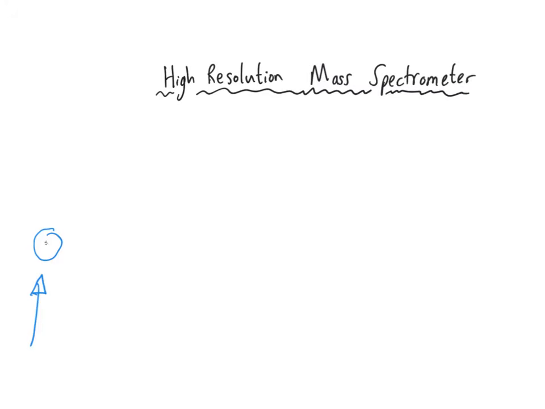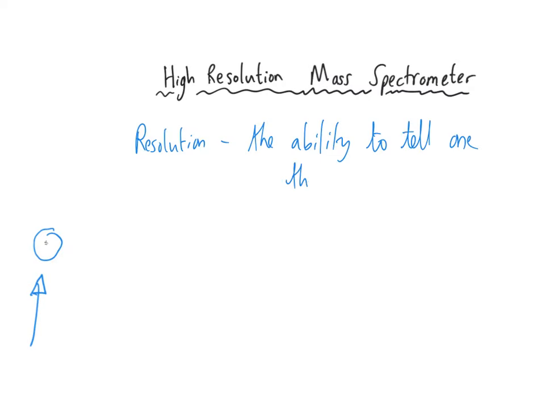That resolution is the ability to differentiate things, so to tell one thing apart from another, or in slightly more succinct terms, it is to do with the degree of precision.